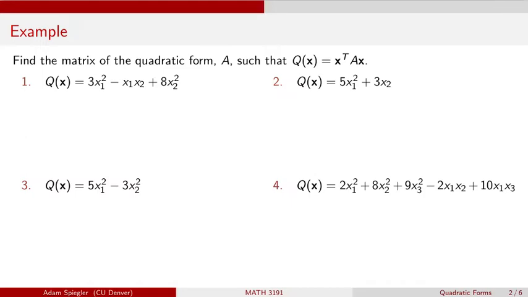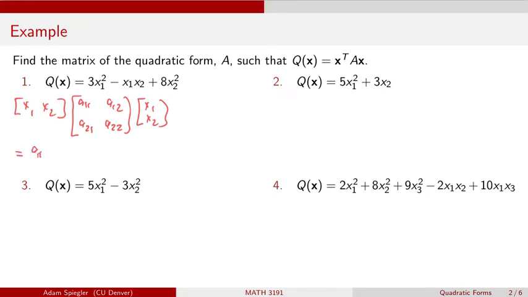So let's start with number one. Question number one has the following function: q of x is equal to 3x1 minus x1 times x2 plus 8x2 squared. And we would like to express this quadratic form in the form of x transpose Ax. Here we're dealing with R2, so we have x as x1, x2. We have a 2 by 2 matrix, which again needs to be symmetric, and then we have our column vector x.